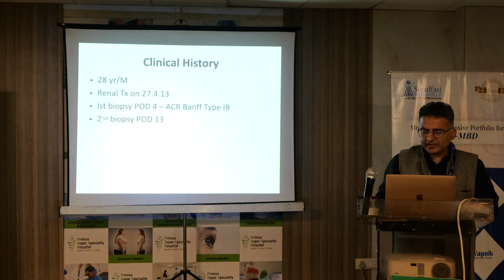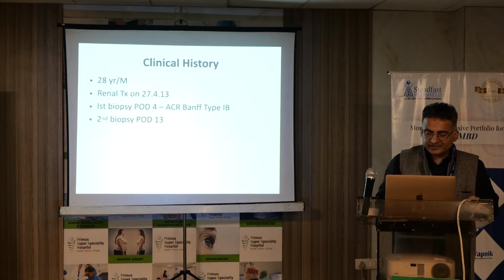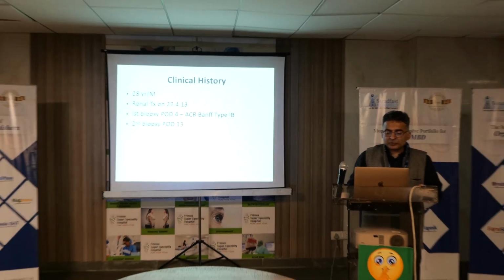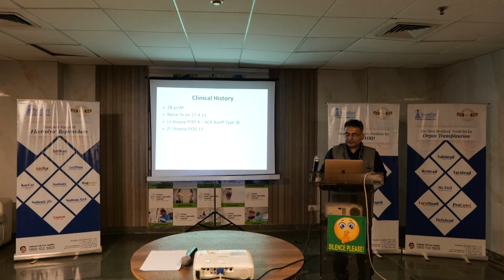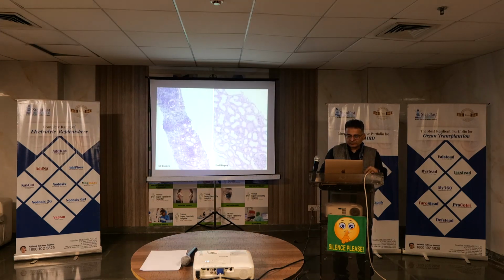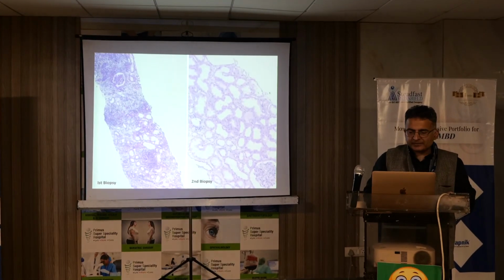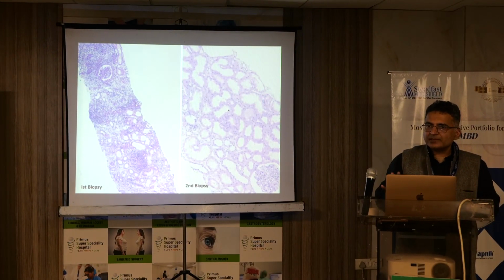So, a 28-year-old male renal transplant, this is an old case, 2013. First biopsy POD4: ACR BANFF type 1B. That means 1B must have tubulitis which was severe. The second biopsy was done on POD13 because there was some improvement in the serum creatinine, but then the serum creatinine was stuck. So the first biopsy showed infiltrate and the second biopsy showed no infiltrate. That means steroid has done its job, the infiltrate is gone, so it is no longer rejection, but the ATN is persistent. And ATN could be due to CNI also, so it settled down on its own.